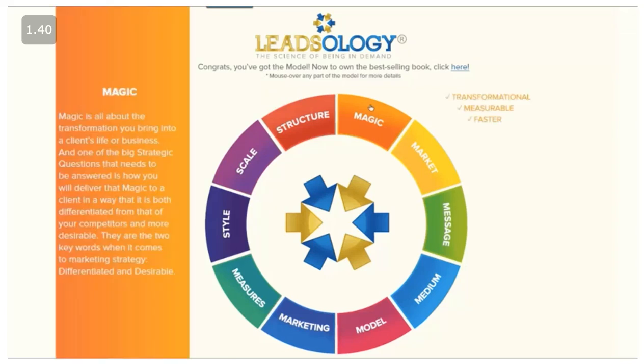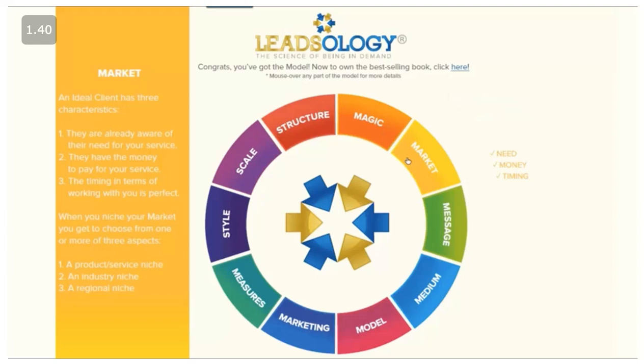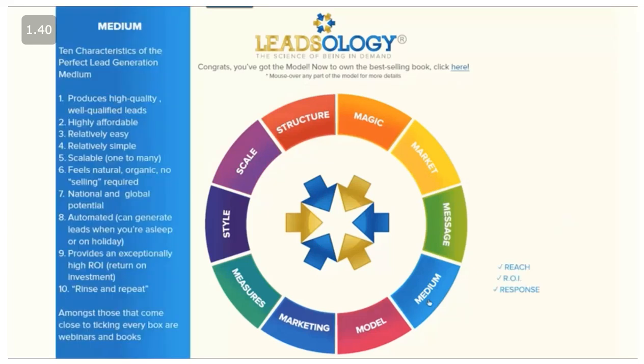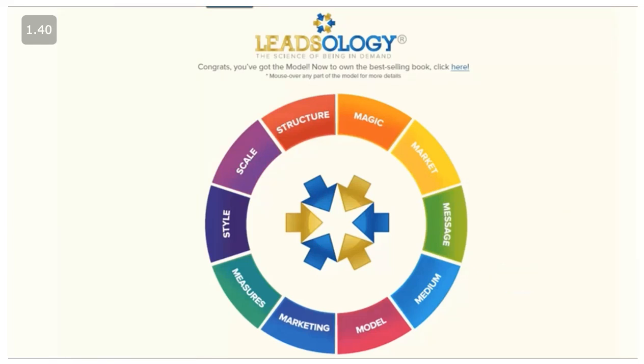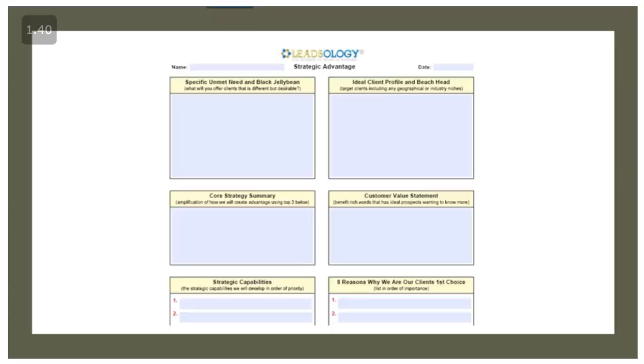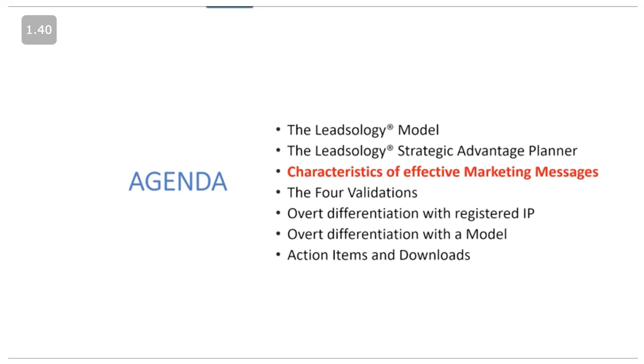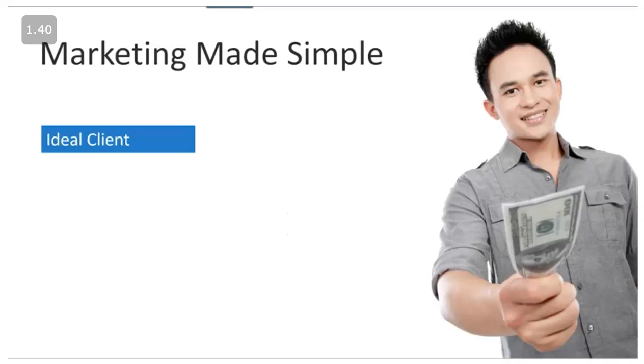And you can see that we've got the magic and the market, which we dealt with in module 1, and now we're moving on to the message. So that's where it all fits in. And expanding to the Leadsology Strategic Advantage Planner, which by now you should have downloaded and hopefully completed the top sections, specific unmet need and black jelly bean being your magic, and ideal client beachhead being your market. Now we're going to have a look at the middle right-hand side, customer value statement, otherwise known as your marketing message. So that's how it's navigated. Let's have a look at marketing made simple.